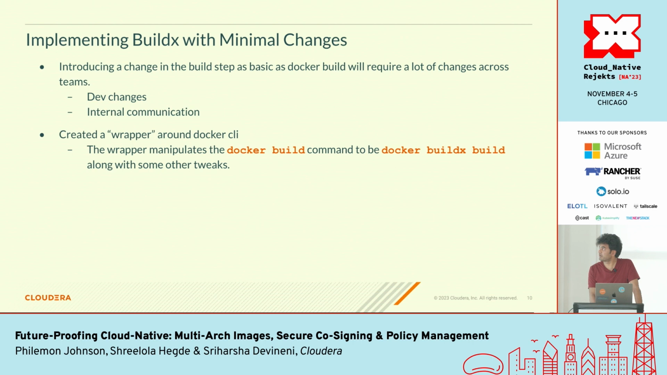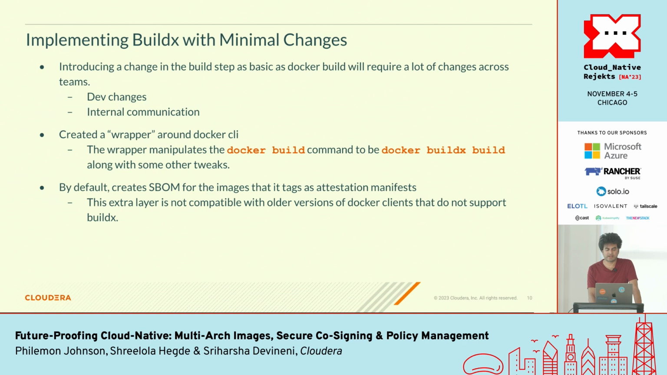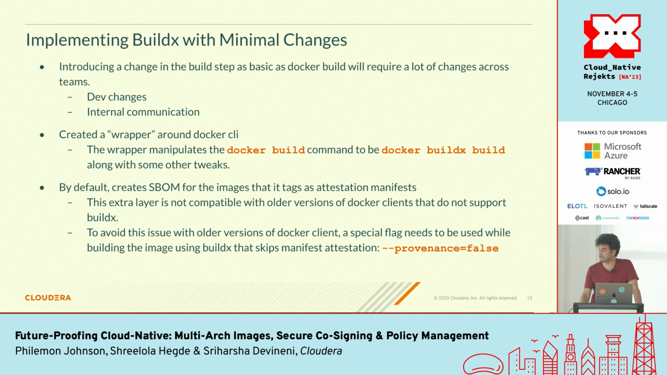We were able to successfully switch to BuildX without disrupting any developer workflow. Also, BuildX by default creates the SBOM, so it has all the Docker manifest and everything that we could use. One of the disadvantages is that it's not compatible with the older versions of Docker, which we were having in production, and they were not yet ready to move to multi-arch. So we were also challenged to make it backward compatible. We just used this flag that BuildX provides, and thus we were able to achieve backward compatibility.